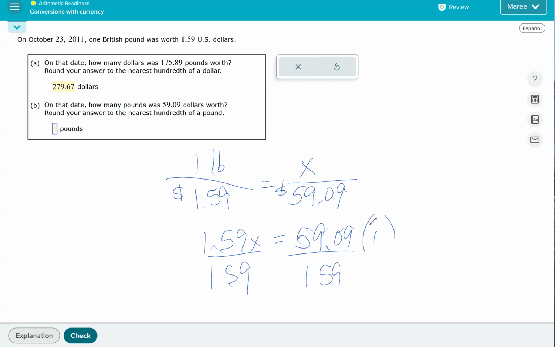So $59.09 divided by $1.59. I just have a calculator here off to the side. Okay, so we're supposed to round to the nearest hundredth. So we have 37 point, and then you see this 1, 6, 3, 5, it continues on. But we need to round to the nearest hundredth, which is the second one over. The 3 says that we're going to leave it at 16. If it were 5 or more, then we would change that 16 to a 17. So we're going to put 37.16.